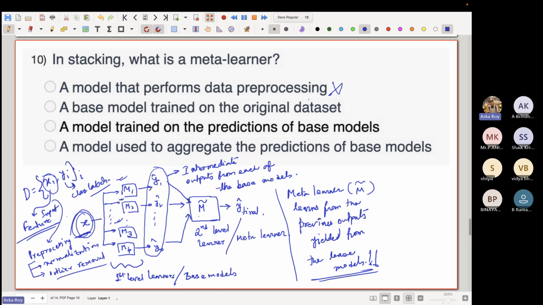So pre-processing you basically do on X, not these Y hats, Y1 hat, Y2 hat. You do not do pre-processing on these things. And so the M tilde also does not perform pre-processing on these data. It has some other purpose. A model that performs data pre-processing, it is totally incorrect.